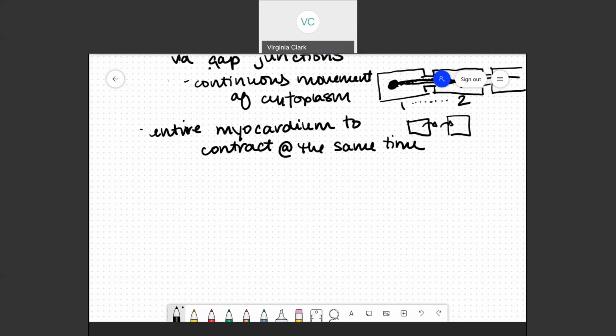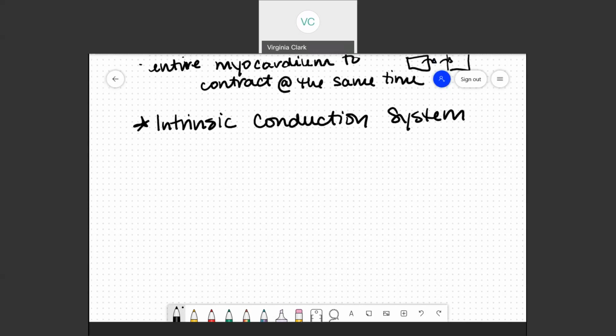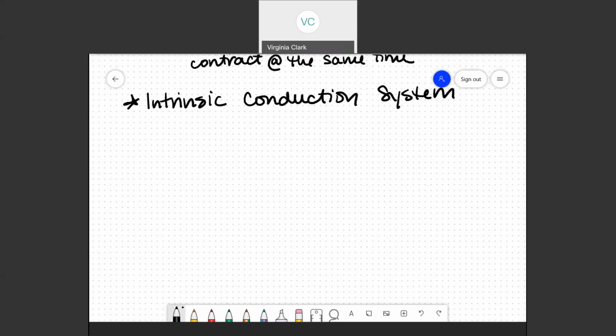So the conduction system, you've got this really cool thing inside your heart called the intrinsic conduction system. And intrinsic is a term that means it's inherent, it is built in, it's automatic, it's not learned, it's not developed. Intrinsic, it is just there. It's inherent to the body itself.